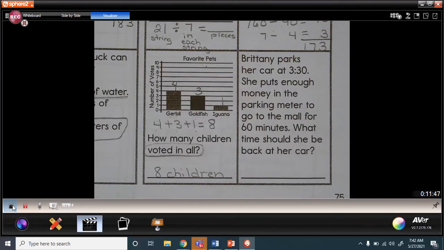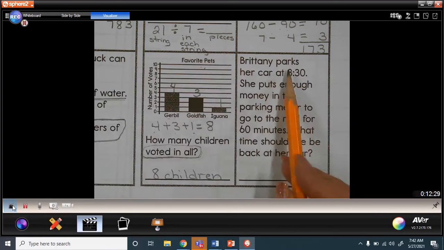Now, the discussion question for today is going to be based on looking at our bar graph. So today I want you to take a look at how many more students voted for gerbil than iguana. Notice my question says, how many more children voted for gerbil than iguana? So think about that problem. Please also make sure to write an equation to prove your thought, okay? Show me an equation to show your work, okay?